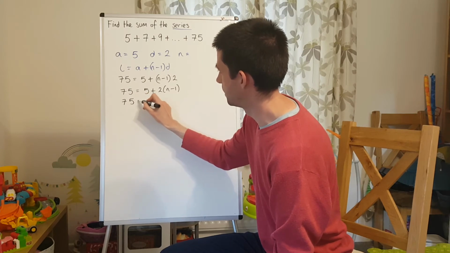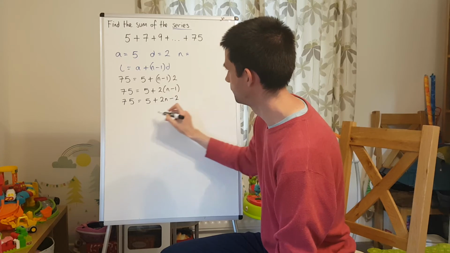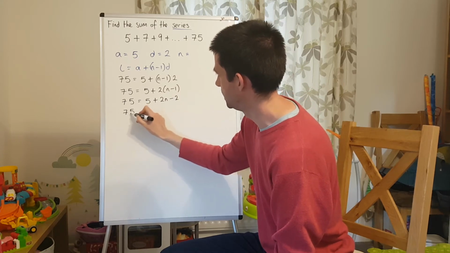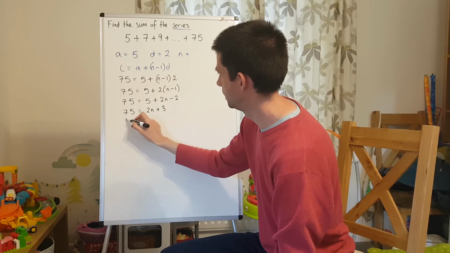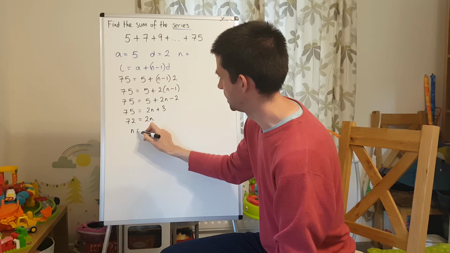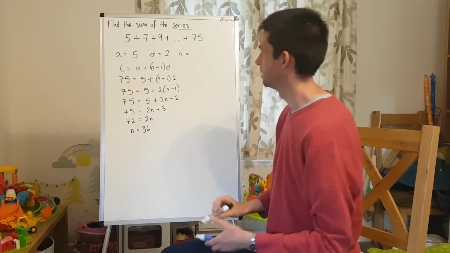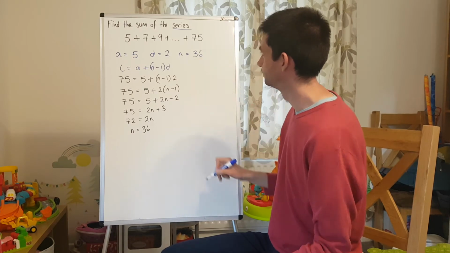So 75 is 5 plus 2n minus 2, which means that 75 is 2n plus 3. So 72 is 2n, which means that n is 36, which means there are 36 terms in this sequence.